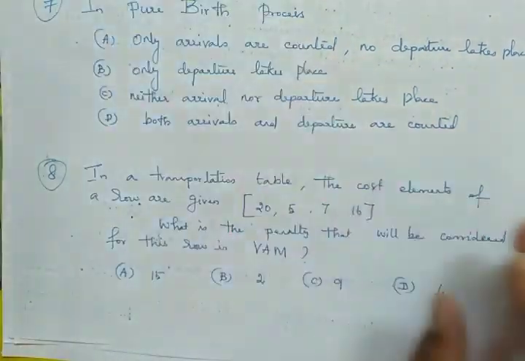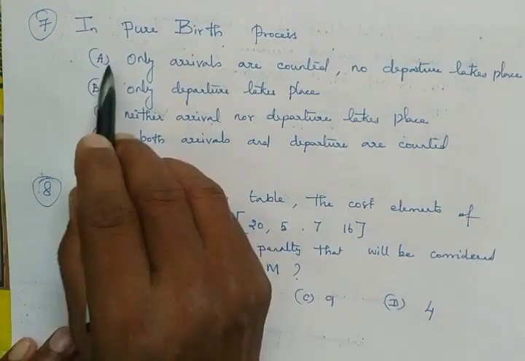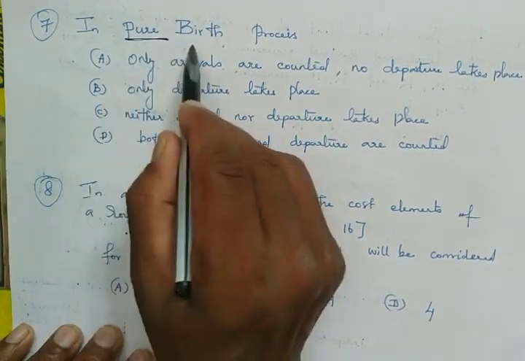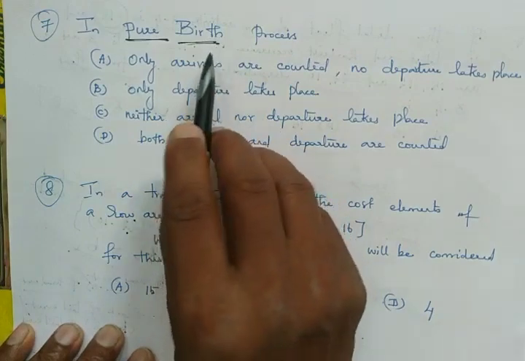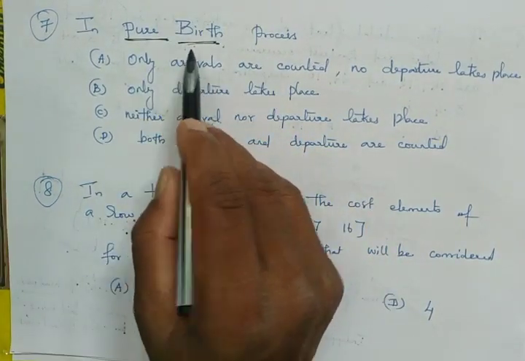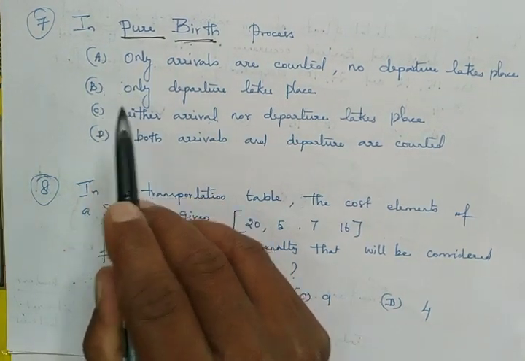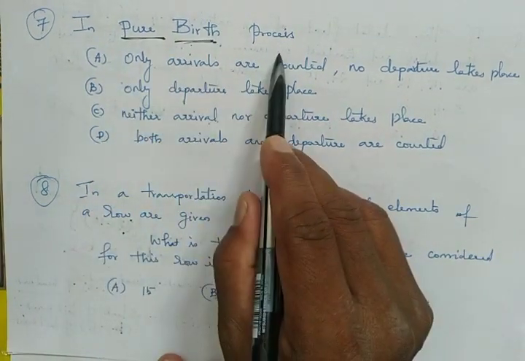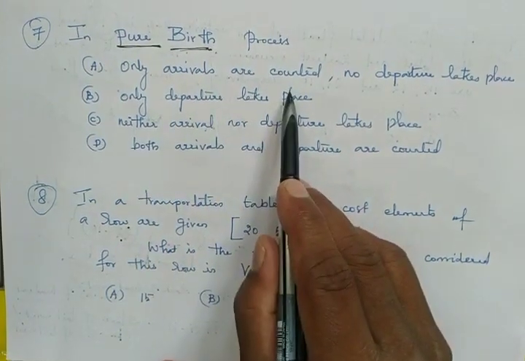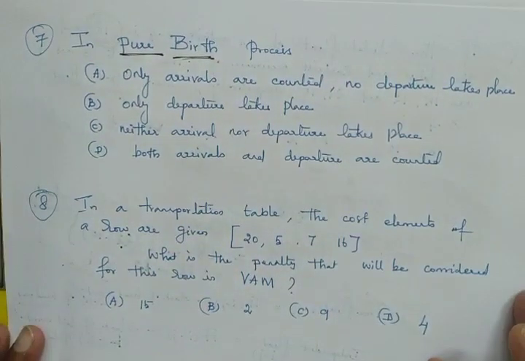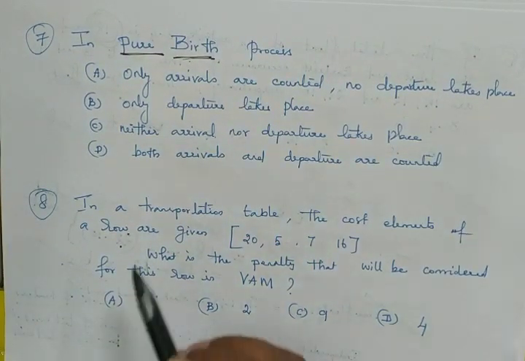Now one question from queuing theory: the pure birth process. Here they have given only pure birth, not birth and death. Birth indicates only the arrivals. In the pure birth process, only arrivals are counted and no departure takes place. Read the options carefully.